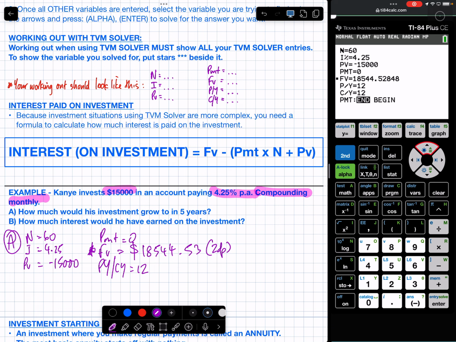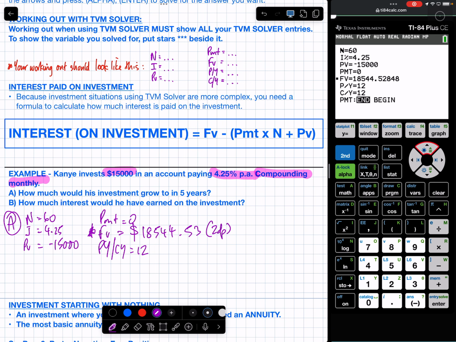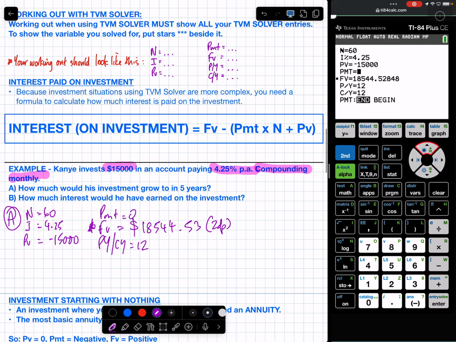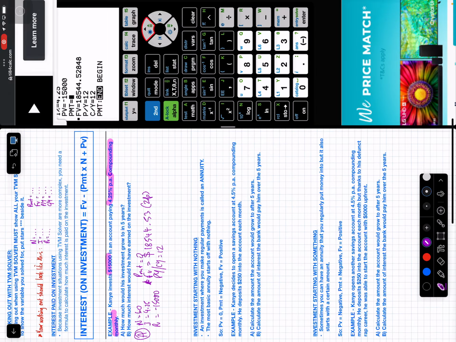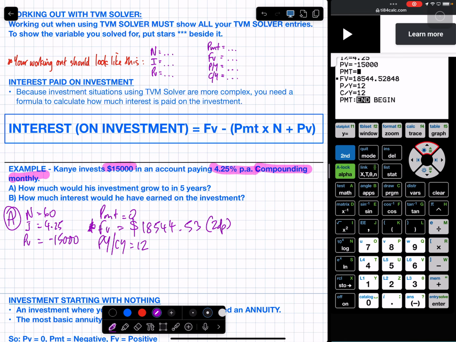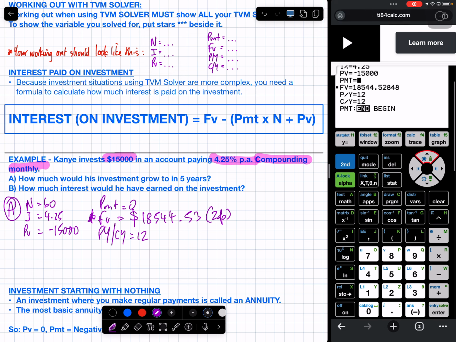How much would his investment grow to in 5 years? Kanye's investment would grow to $18,544.53 if he set that up. Okay? Right now, that's slower than the formula. But when you get the hang, if you practice all of this, you'll get faster at it.